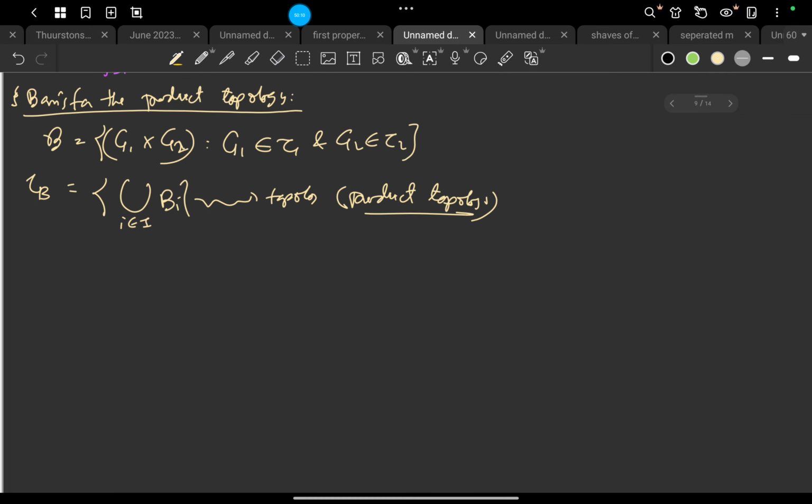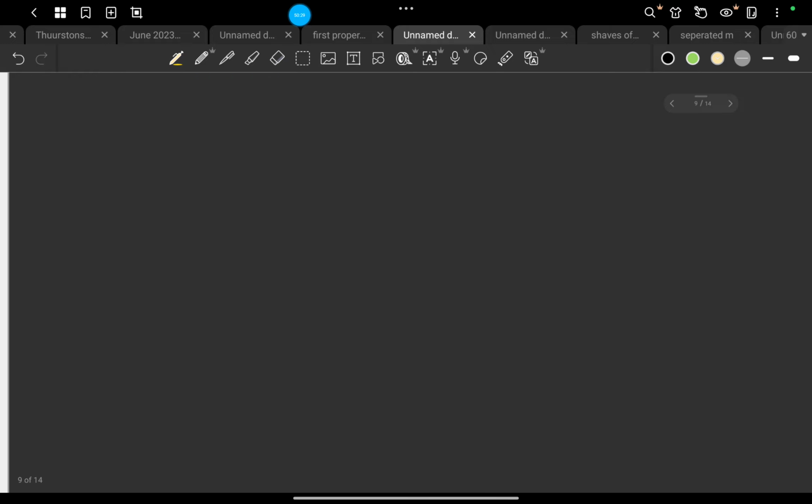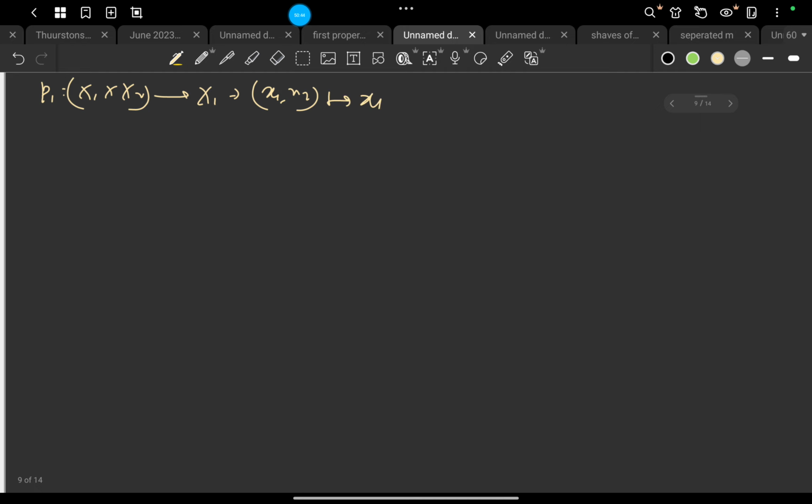So now let us see whether our target is getting satisfied or not, meaning whether the projection maps are continuous or not. It is enough to consider a projection on any particular side, and the other side will be just a mirror image of that. So for our convenience, let us consider P1, a mapping from X1 cross X2 to X1, such that (x1, x2) is mapped to x1.